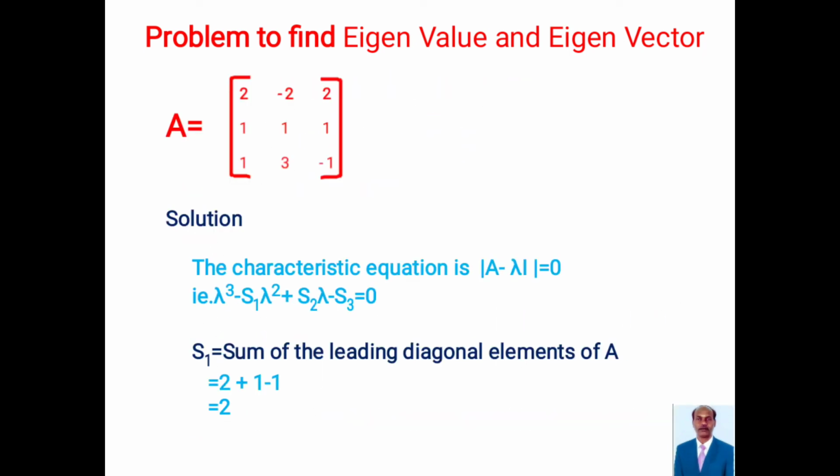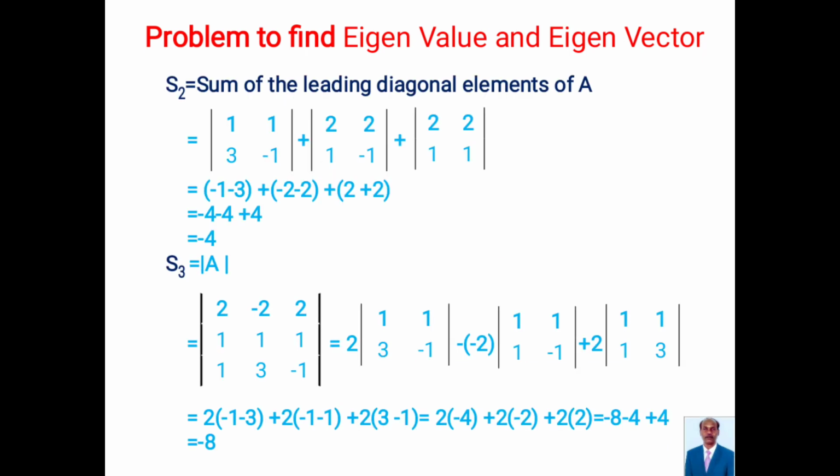Again, we consider the third element in the diagonal, that is minus 1. We remove the corresponding row and column, that is the third row and third column. We will get 2 minus 2 1 1. Now we can simplify it by using cross multiplication. 1 into minus 1, that is minus 1, then minus 1 into 3 is minus 3. If you add these two values, we get minus 4.